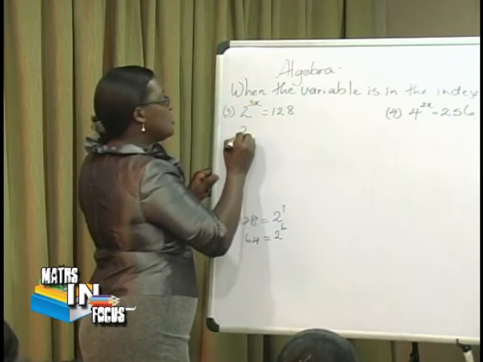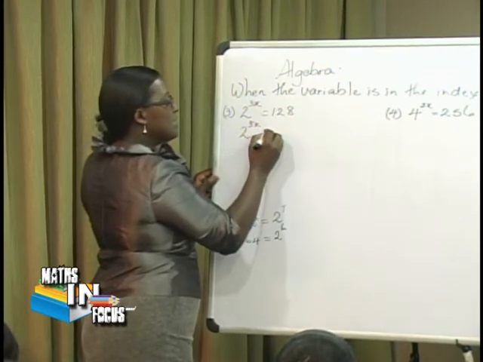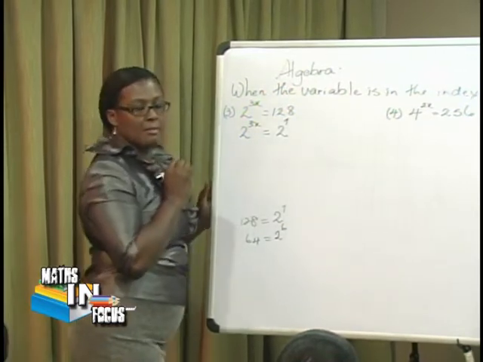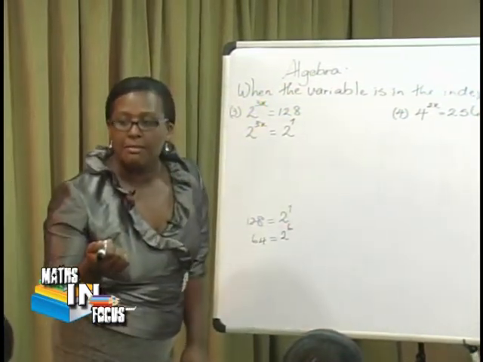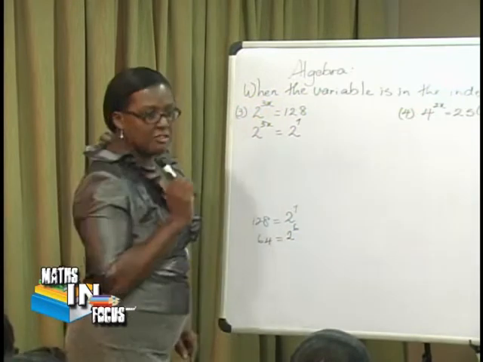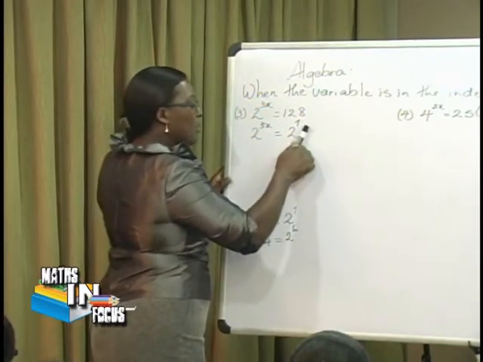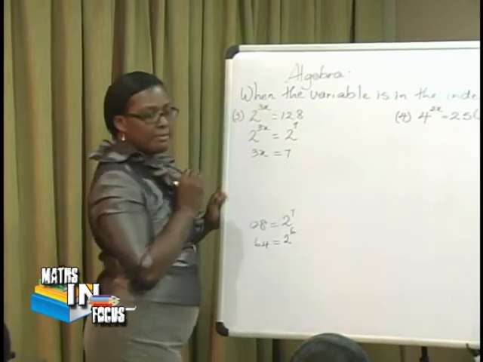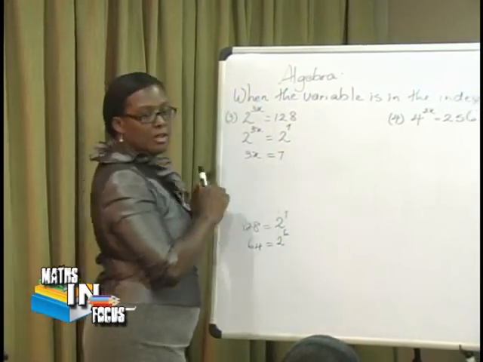So we have 2 to the 3x is equal to 2 to the 7th power. Are the bases the same? Yes, that condition has been satisfied. So we're going to equate our powers. So 3x is equal to 7. So we have a simple equation here.